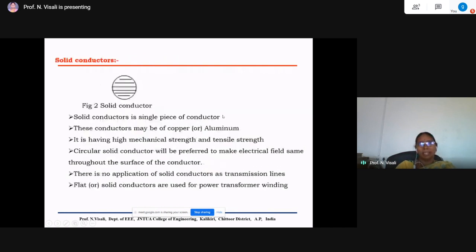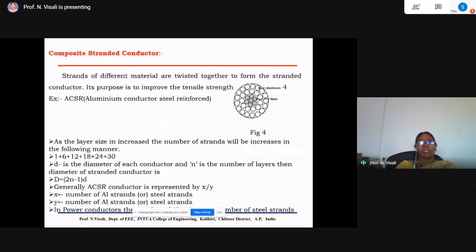Then the composite stranded conductor. A composite stranded conductor is similar to the homogeneous stranded conductor, but there a similar material is used, whereas here we use different types of materials for different layers of the conductor. Strands of different materials are twisted together to form the stranded conductor. Its purpose is to improve the tensile strength. The main thing is to improve the tensile strength.